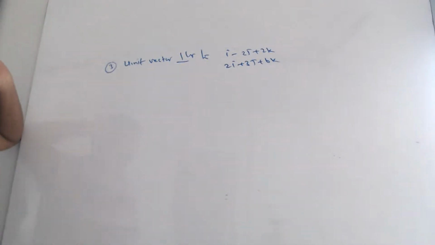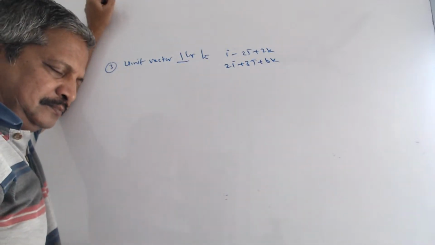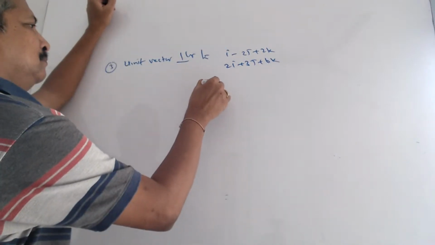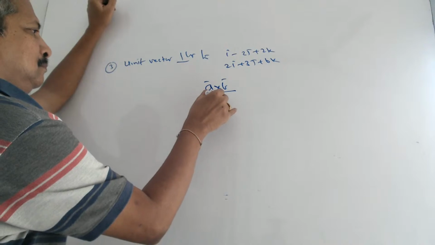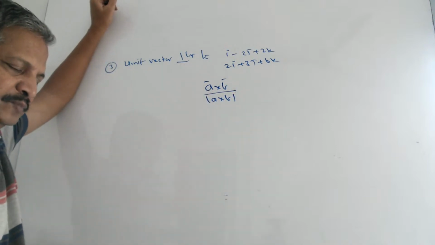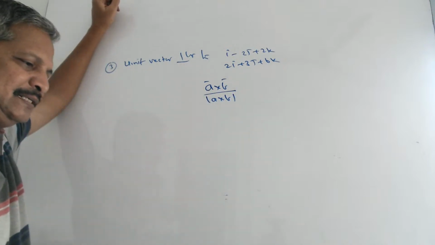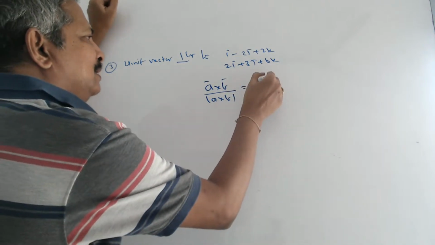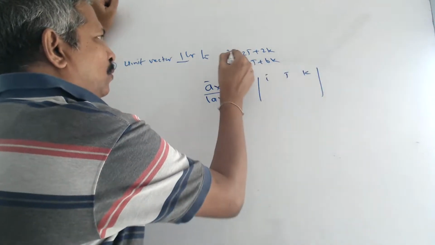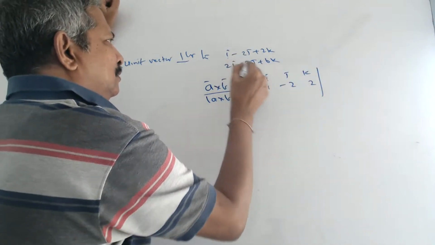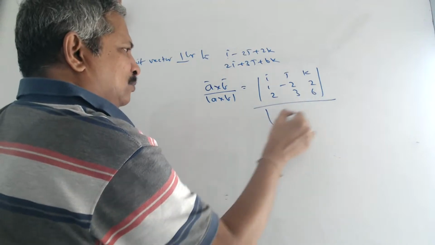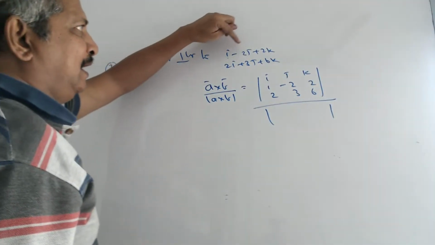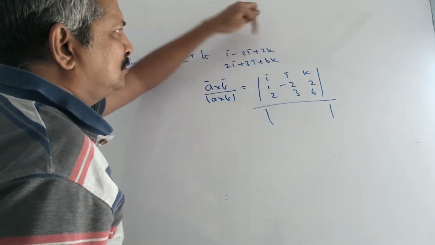Unit vector perpendicular to two vectors is A cross B by mod A cross B. That is nothing but A cross B, which is the determinant with I, J, K, 1, minus 2, 2, 2, 3, 6, and then its modulus. After getting it, you can write the modulus of that.